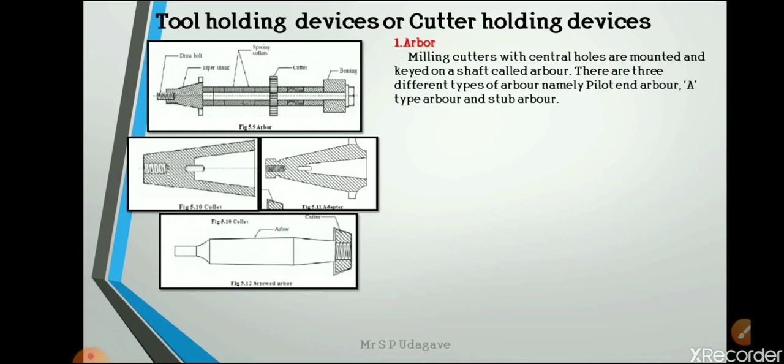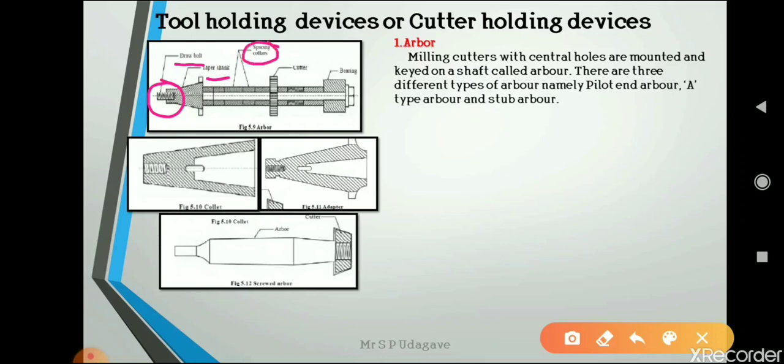Figure 5.9 shows the actual arbor, with a draw bolt. We can see the taper portion at the end, the taper shank, which is held inside the spindle. There is a long shaft on which we can place the spacing collars, and at the required position we can place the cutter. The end portion, with a bearing, is supported by the overhanging carriage, and that gives support to the arbor for the operation.